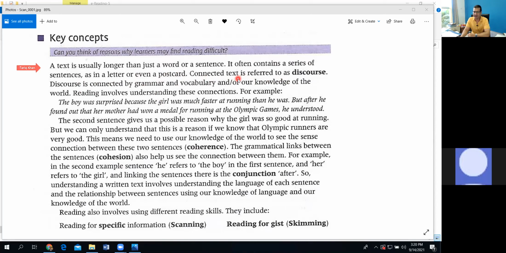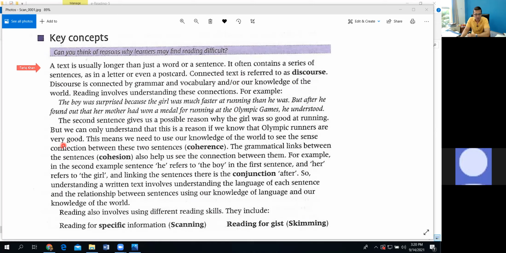What do you mean by connected text? Connected text is referred to as a discourse. Now, you need to know what discourse is. Discourse is when a text is connected sentences, words together. That is what we call connected text. Later on, we will say connected speech when it comes to the listening and speaking area. So here you keep it as connected text.